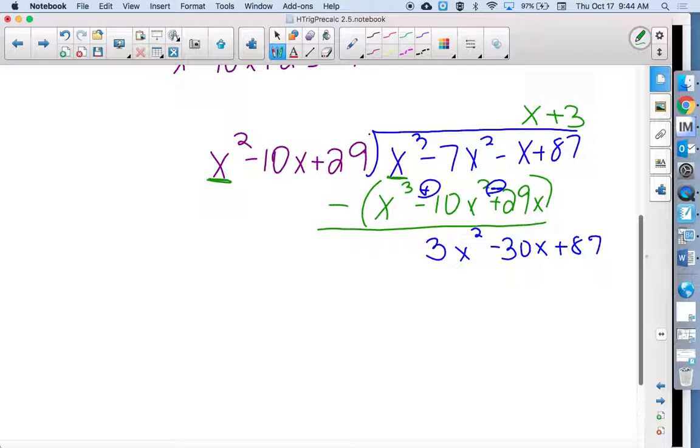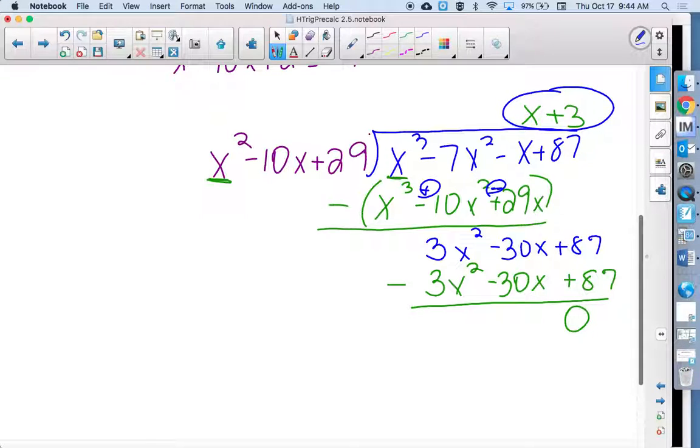So if I have an x squared and I have a 3x squared, I need to multiply it by a 3. And hopefully 29 times 3 is 87. Because you should get a remainder of 0. If you don't, then you did something wrong. So my final zero, that we could have cheated and looked up in the calculator, Dylan would have rather done that.